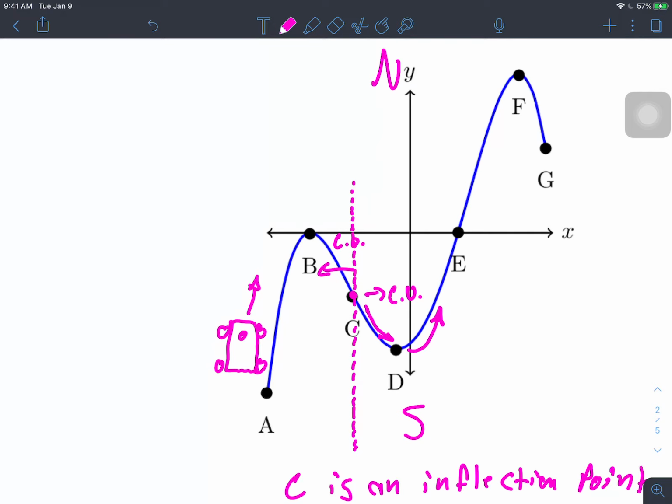So yeah, immediately before this point, we're concave down, and immediately after, we're concave up. That's what it means for there to be an inflection point at that point.